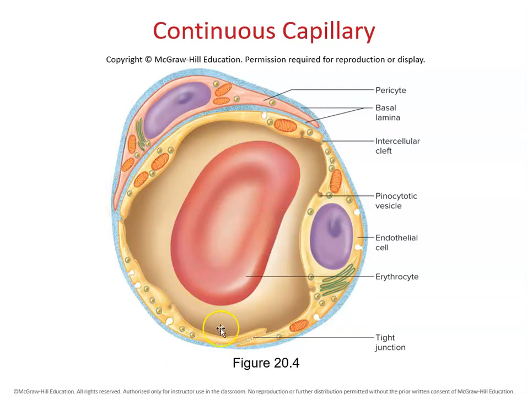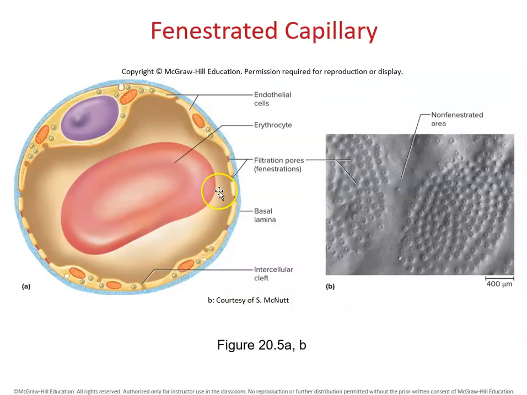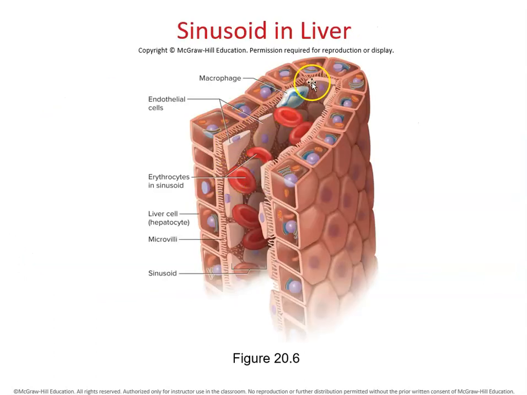Here's a figure showing the 3 types of capillaries. This is the continuous capillary. We have endothelial cells, and the cells are connected with each other by tight junctions. We have a pericyte cell that can regulate the blood flow. Next is the fenestrated capillary, which requires rapid absorption or filtration. Those are the filtration pores that allow the material to go in and out. Sinusoid capillaries are found in the liver, bone marrow, or spleen. This type of blood vessel has irregular blood-filled spaces with a large sinusoid structure.